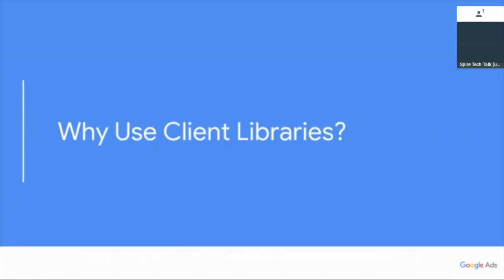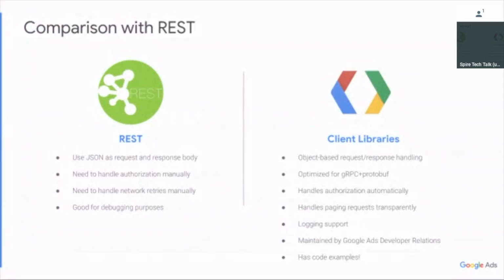And why use client libraries? The Google Ads API is a gRPC API, but it also exposes a REST endpoint. Everyone's familiar with REST, so why not just use REST? Why would you want to use the client libraries? I wanted to compare the client libraries against the REST endpoints. The first thing is that REST is fairly straightforward to build in terms of your request and response. They are all JSON, so it's easy to construct. So it's very useful for debugging or trying out the API.